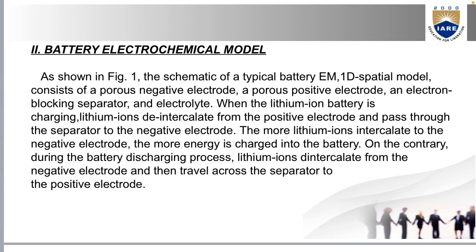Section 2. Battery electrochemical model. As shown in figure 1, a schematic of a typical battery electrochemical model 1D consists of a negative electrode, a positive electrode, an electron blocking separator, and electrolyte. When the lithium ion battery is charging, lithium ions deintercalate from the positive electrode and pass through the separator to the negative electrode. The more lithium ions intercalated to the negative electrode, the more energy is charged into the battery.